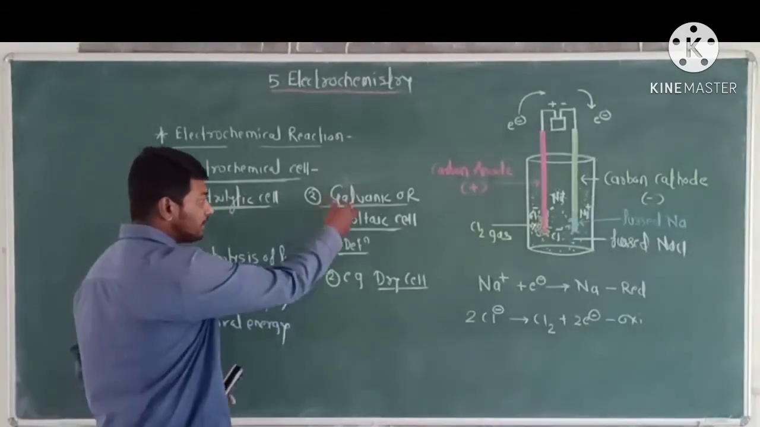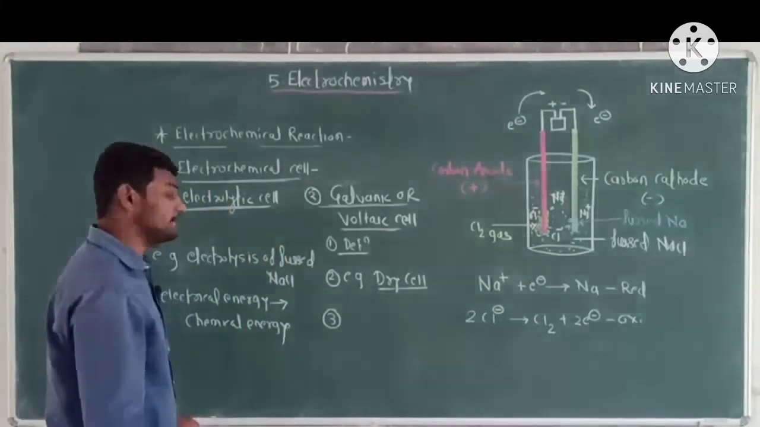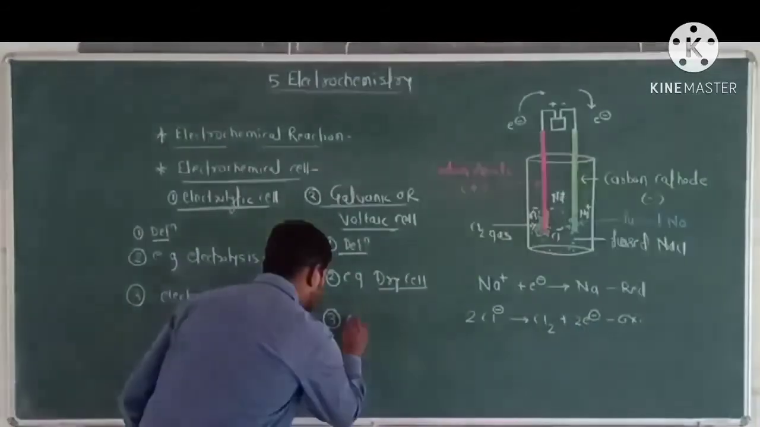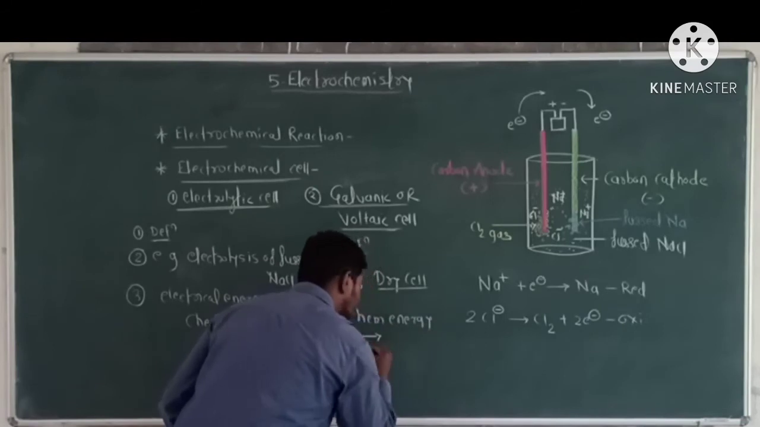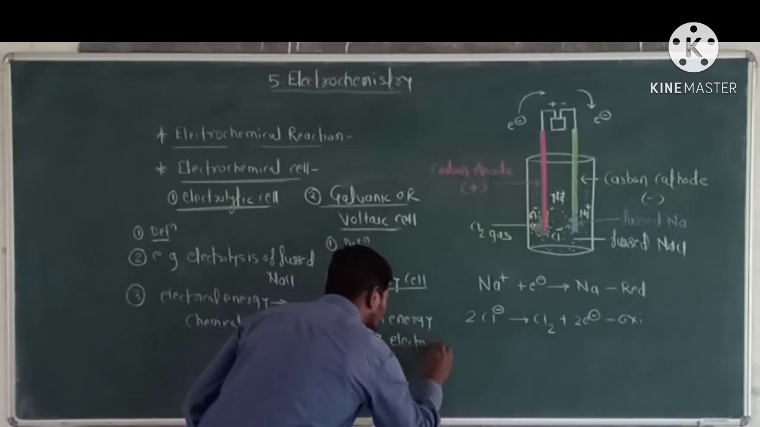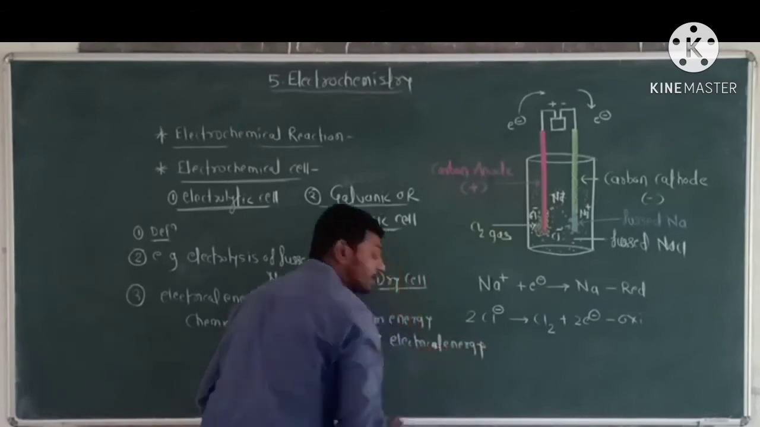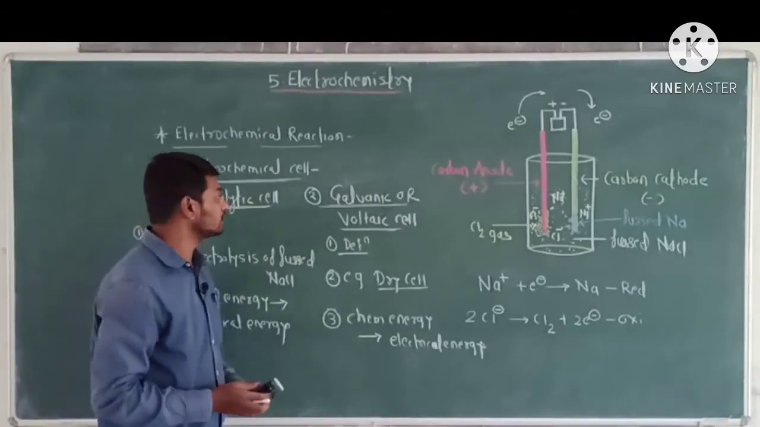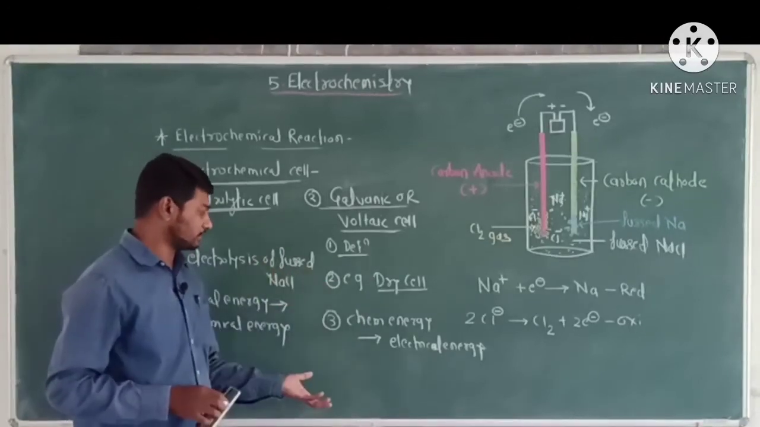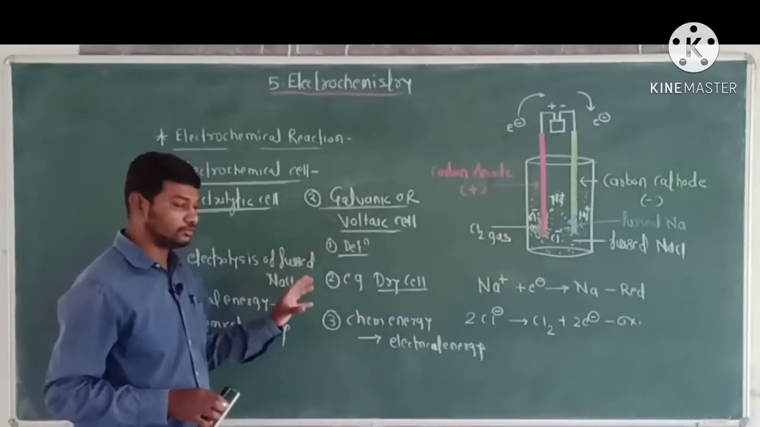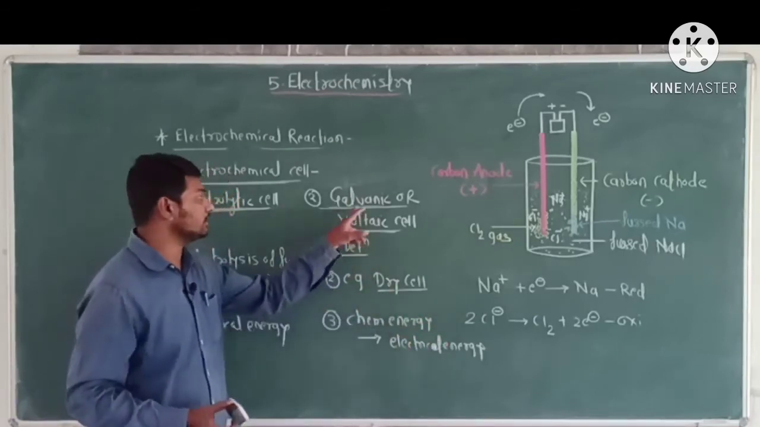Okay, now in case of galvanic cell, the chemical energy is converted into electrical energy. For example, dry cells, Nippo, Eveready, these are dry cells. In a dry cell, the chemical reaction occurs in a galvanic cell, and due to this the chemical energy is converted into electrical energy in a galvanic cell.